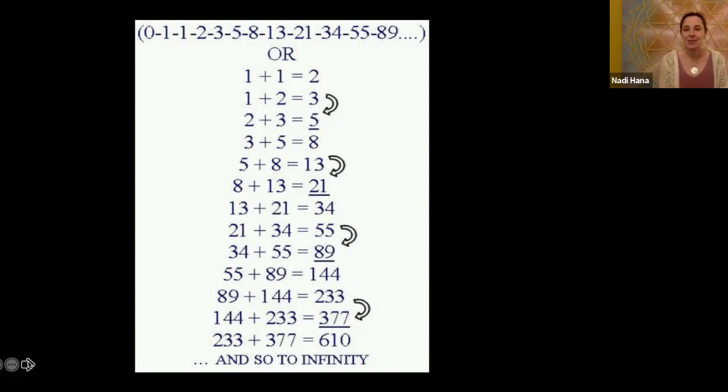This number sequence, we read from right to left. So you got it. It's easy. It's 1 and 1 is 2. 1 and 2 is 3.